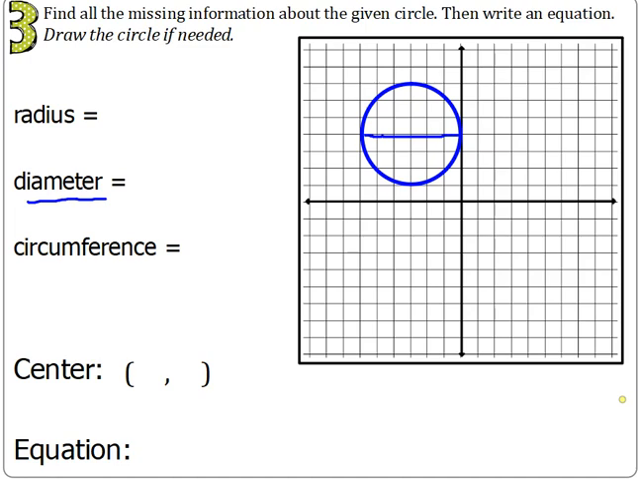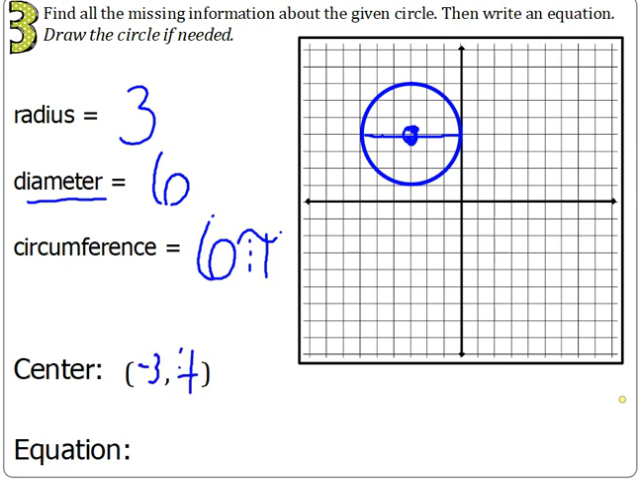So if I measure the diameter across, the diameter is 6. Well, immediately I know the circumference is going to measure 6 pi. That one's easy. The diameter is 6. That means I can work to get my radius of 3. So a radius of 3 means that there's my center right there. My center is located at -3, 4.